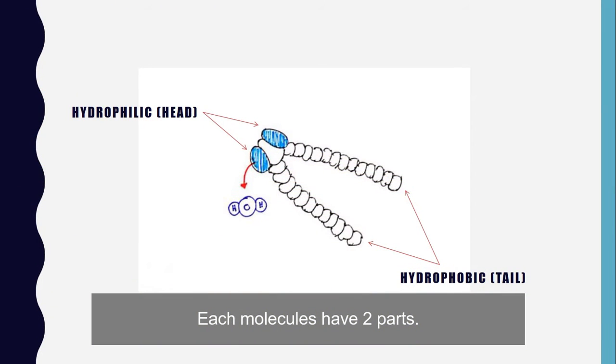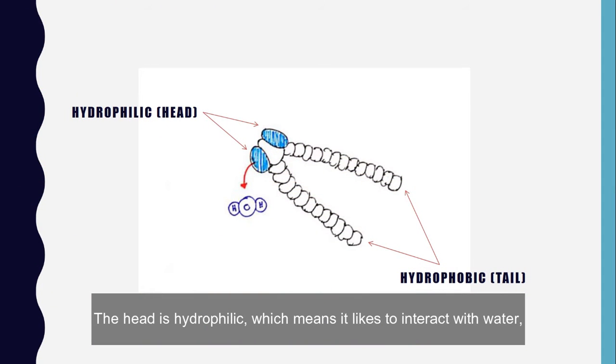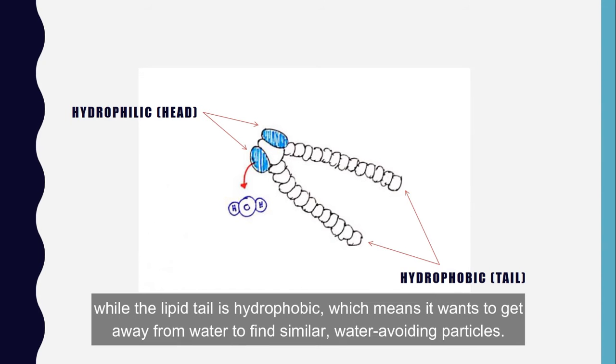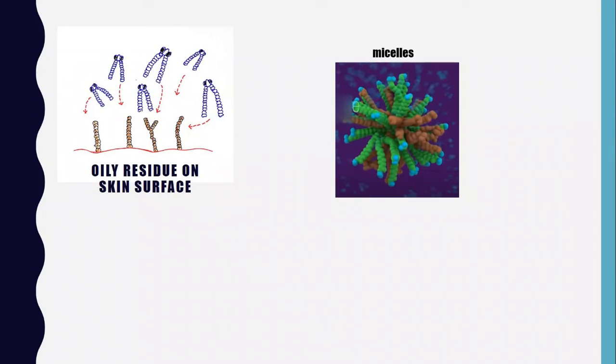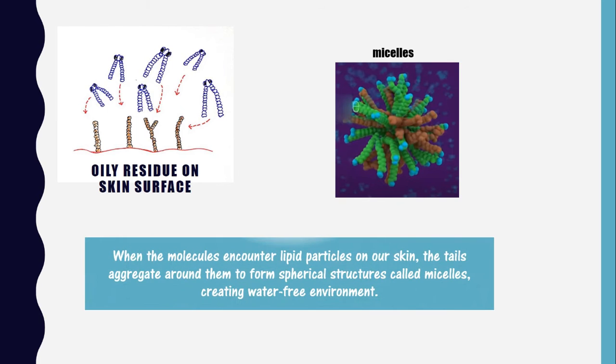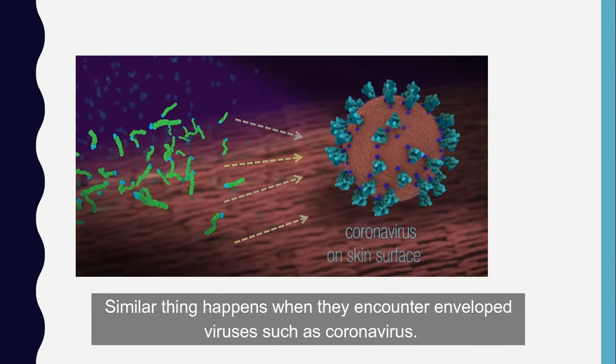Each molecule has two parts. The head is hydrophilic, which means it likes to interact with water, while the lipid tail is hydrophobic, which means it wants to get away from water to find similar water-avoiding particles. This is the basis of how soap works. When the molecules encounter lipid particles on our skin, they aggregate around them to form spherical structures called micelles, creating a water-free environment. Similar things happen when they encounter enveloped viruses, such as coronavirus.